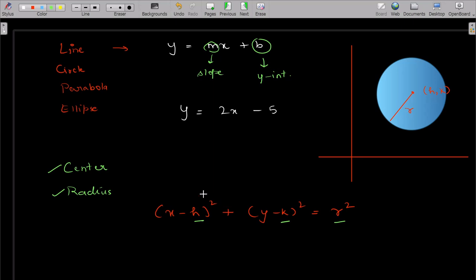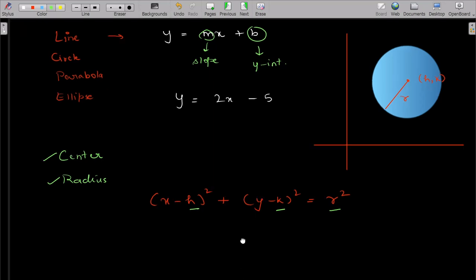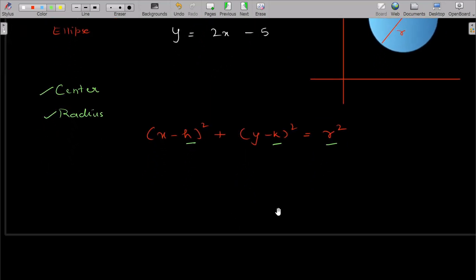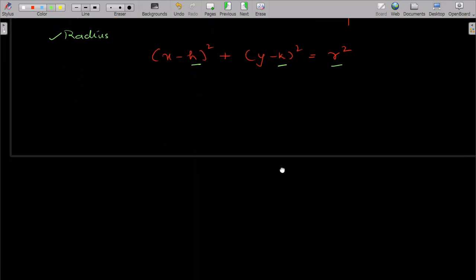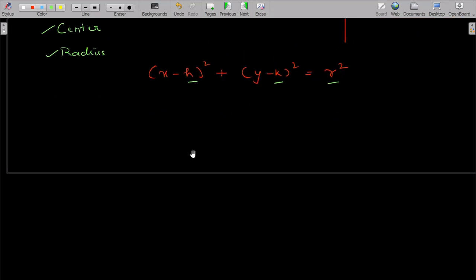But you will not get a very straightforward question on SAT math in which they give you the center and the radius and you have to write this equation. Anybody can do that. The questions that you will see will be slightly challenging. So let's do a practice question.